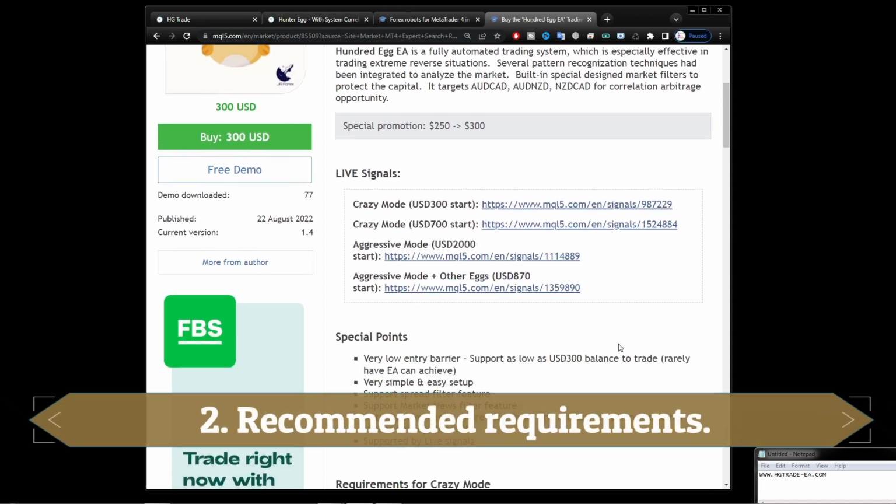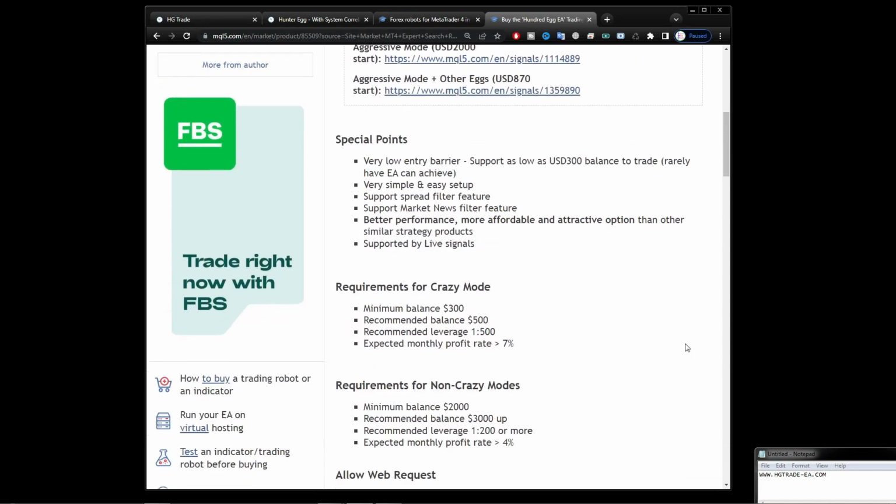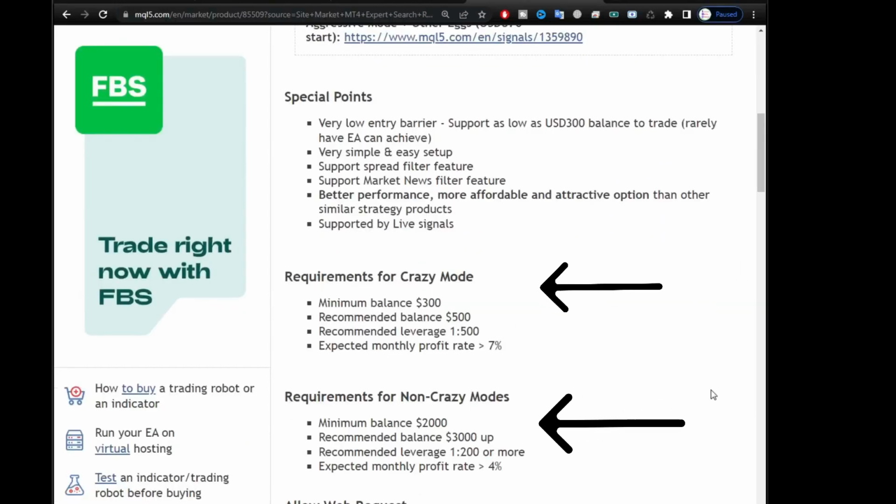2. Recommended requirements. There is a market news feature. There are several models in Expert Advisor Hunter EGA: Crazy Mode and Non-Crazy Mode. For Crazy Mode, the recommended requirement is a minimum balance of $300. The recommended balance is $500. Recommended leverage 1 to 500. The expected monthly profit rate is more than 7%.